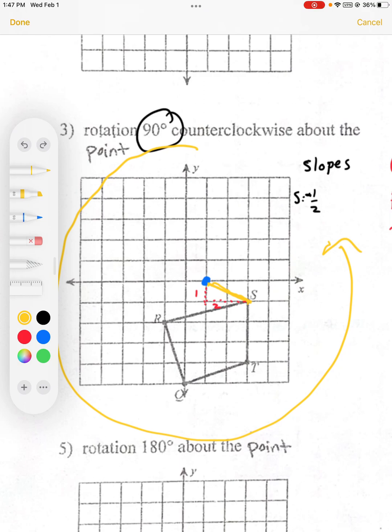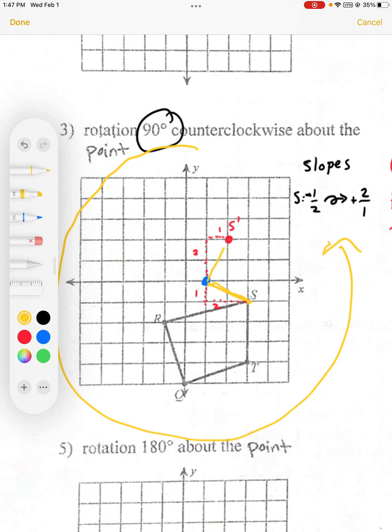So to rotate 90 degrees, we have to take our slope and flip it and reverse it, or find the opposite reciprocal. So we're going to flip it over to get 2 over 1. And it's currently negative, so we're going to undo that and make it positive, meaning we're going to go up 2 over 1. Our new spot is going to be right here. We're going to call that S prime.